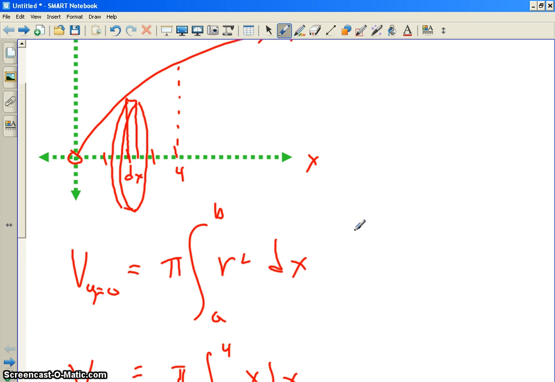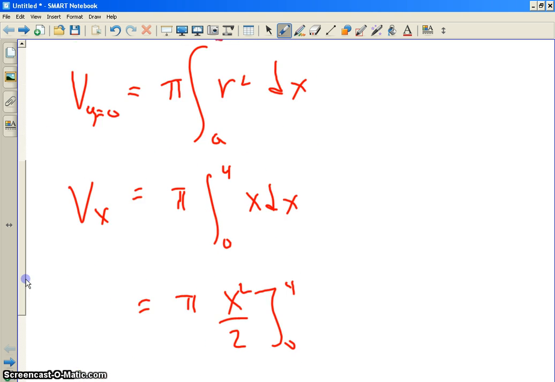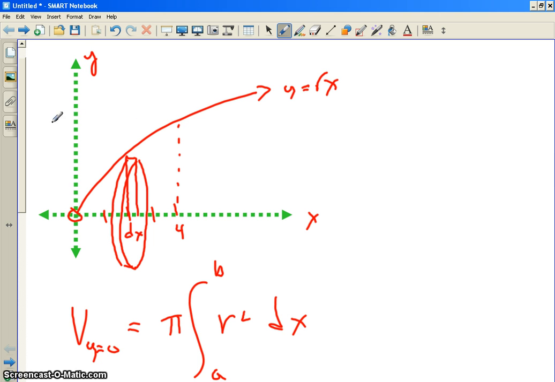Here we go. All right, let's change this question a little bit. What if I change it and now I have the axis of rotation is y equals 2?